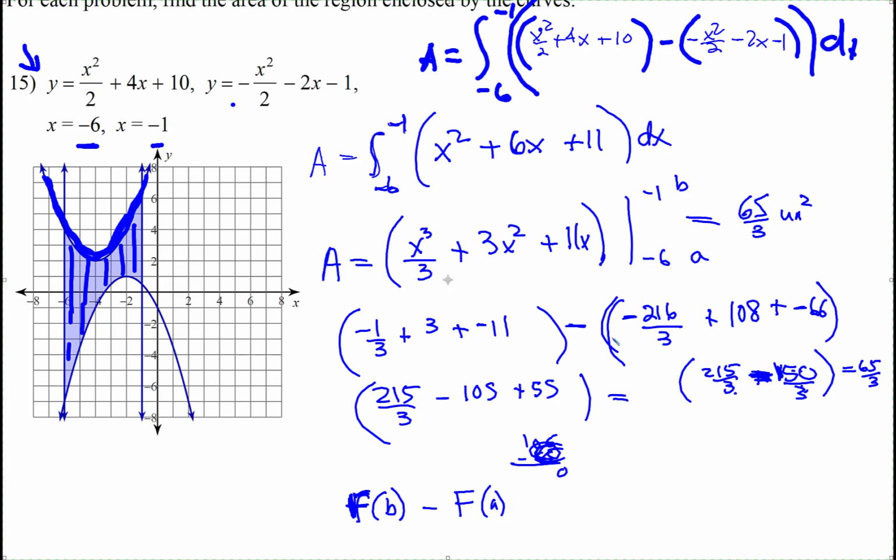There you have it. Just don't reverse like I did initially, the A and the B. This is f of B, and B is always your upper bound, and this is f of A. All right, that's it for this one.